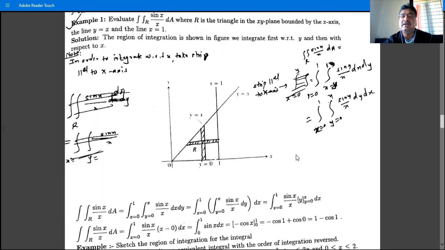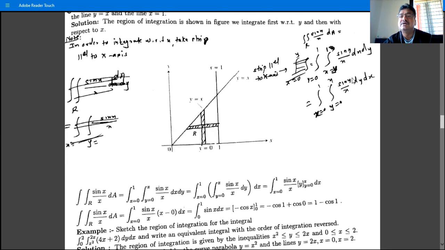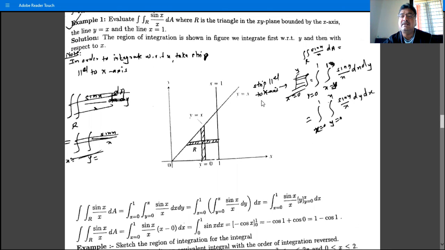And if you have to integrate with respect to x first now, then what is that? Take a strip parallel to the x axis, this strip, and then the integration over R of sin x by x dA is equal to the integration of sin x by x dx dy. The sequence is dx dy, and so what are the limits of x? This strip parallel to the x axis touches the line y is equal to x.